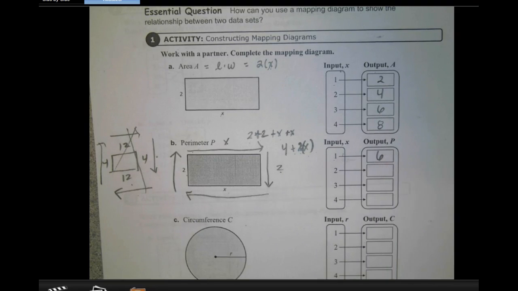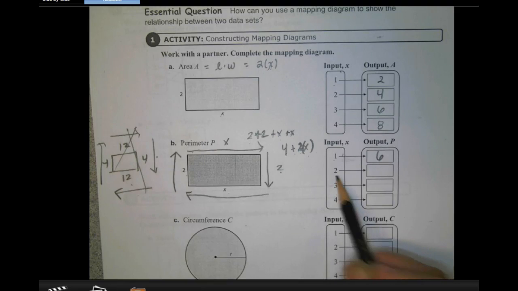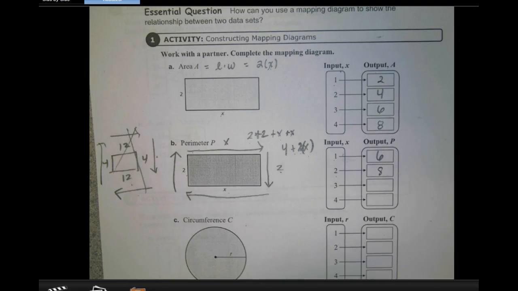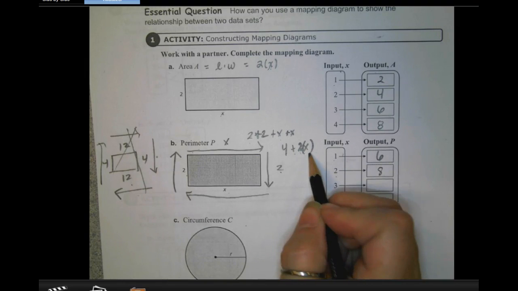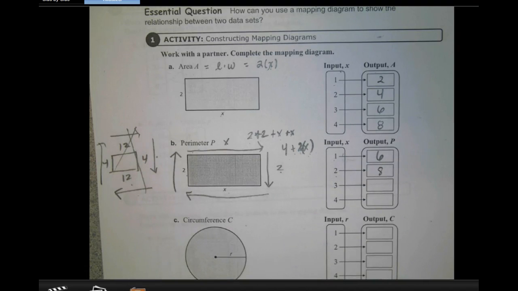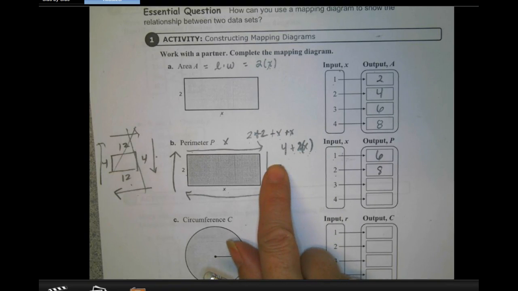Correct. Please raise your hand. When I replace x with 2, what is my answer, Tyler? Correct. Yes, because 2 times 2 is 4, plus 4 is 8. If you're following order of operation, you're doing the multiplication before you do the addition.